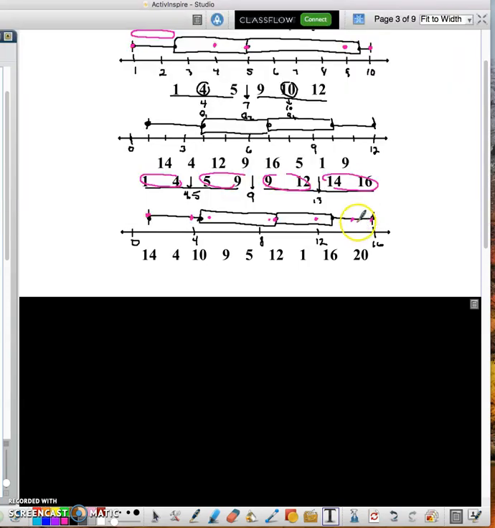The message I'm trying to send, even though the whiskers are different in size, even though the boxes are different size, it still holds the same amount of values.